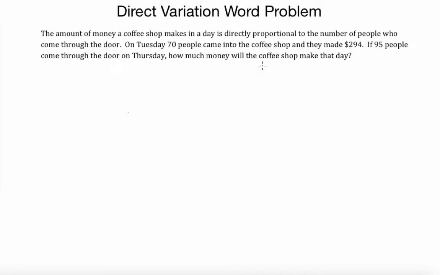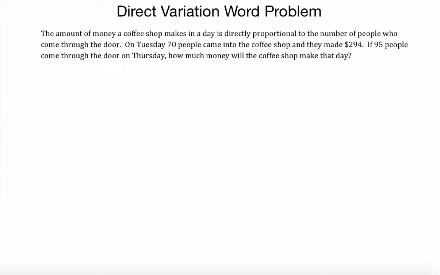Hello everyone and welcome to an algebra tutorial video working our way on direct variation. We're going to look at a word problem that's based on a direct variation relationship and just talk about how to interpret the word problem, how to recognize the points and their method, and what we need to do to come up with a direct variation equation.